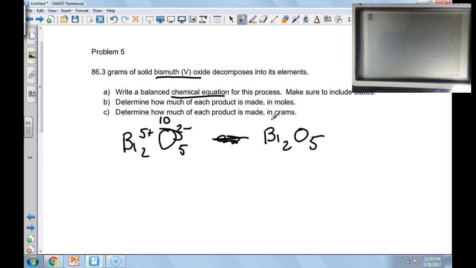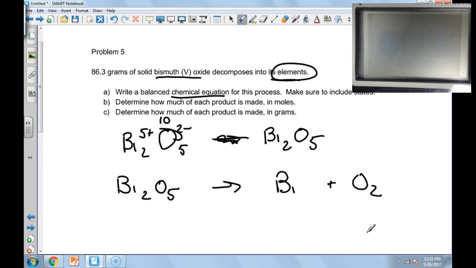Okay. Now, normally we wouldn't know what a decomposition reaction actually produces. It could be all sorts of different things. But in this case, the question tells us that it decomposes into its elements. So let's do this. Bi2O5 is going to react to form its elements, Bi plus O2.